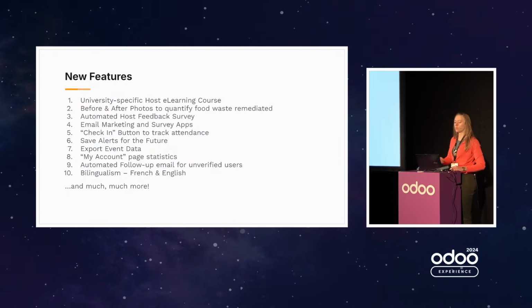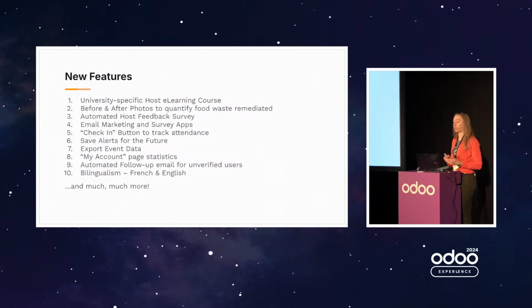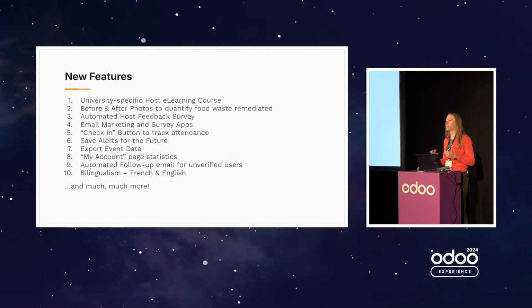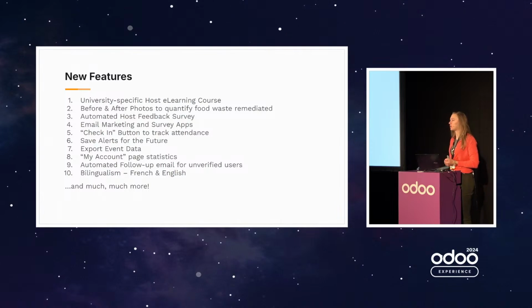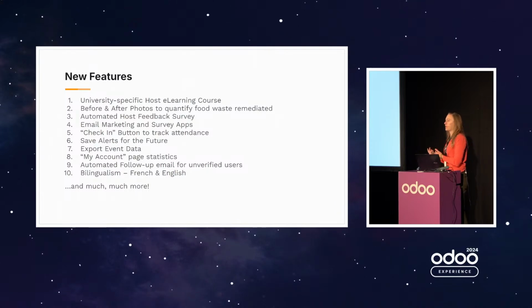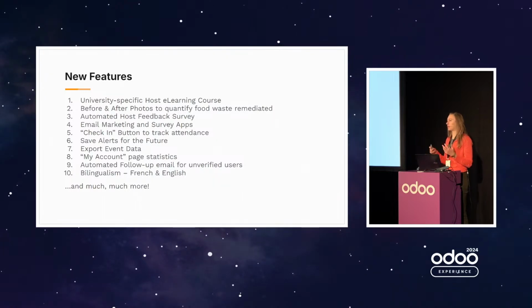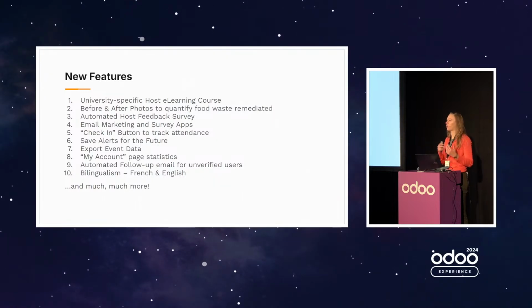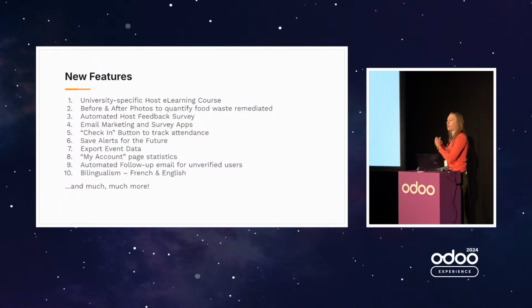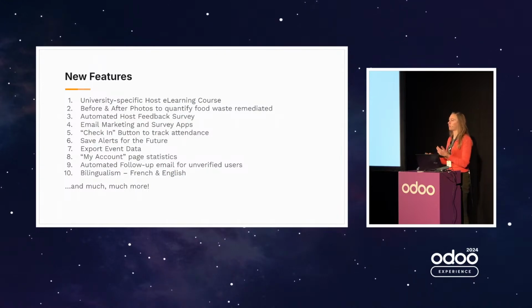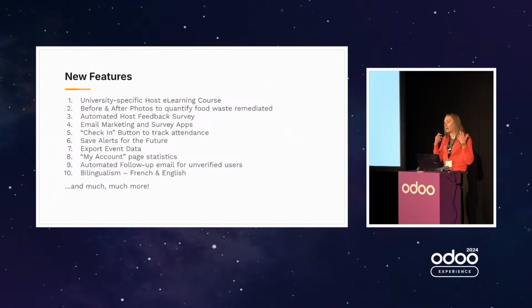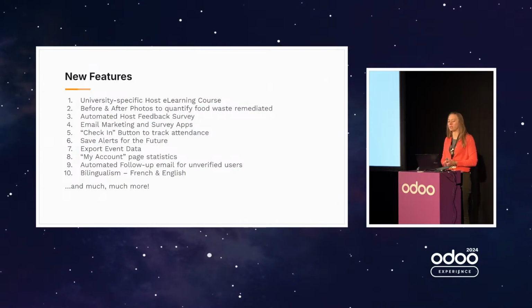We've also rolled out features that allow us to capture before and after photos, which help us quantify the amount of food waste that's remediated. So a huge part of the advantage of using Free Food Alert, instead of a less formal and less technologically high quality solution, is that you gather all the data and insights, including the before and after photos, so you can actually understand how much food waste you're remediating.